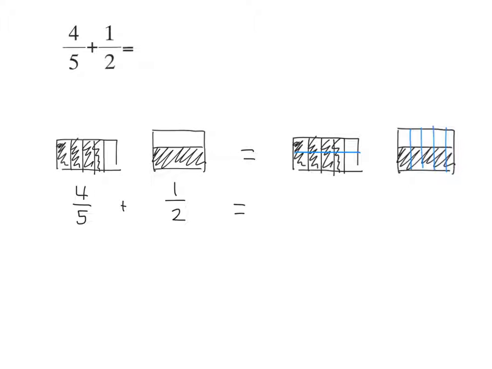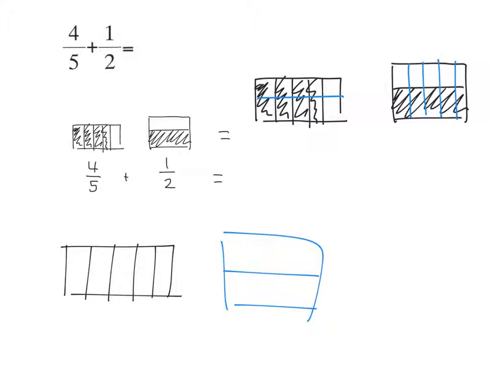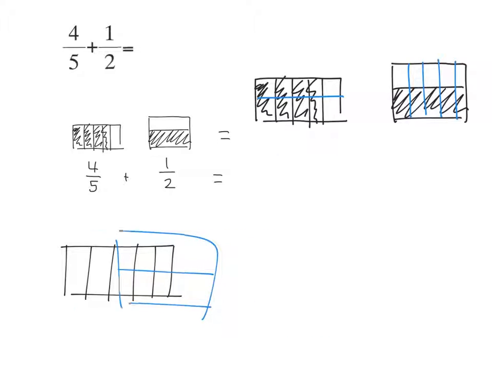Okay, let's draw our models and let's see how we can add these two. Because can we add it right away? No, the denominators are different. So go ahead and draw in your notebook a model to represent 4/5 like this and label it. And a model to represent 1/2 like that and label it. When we draw our models, remember we're trying to overlay them, right?